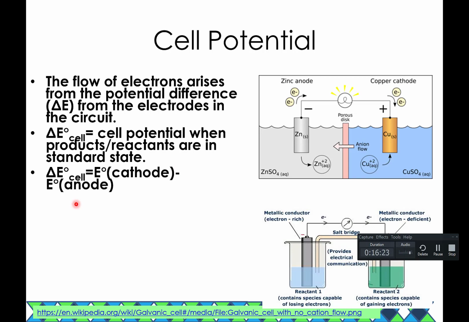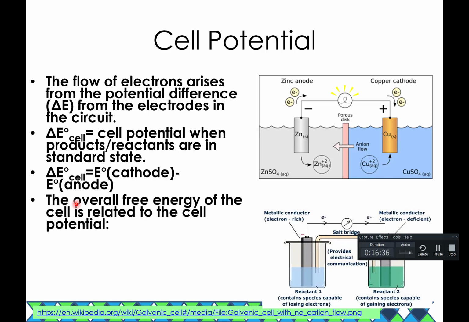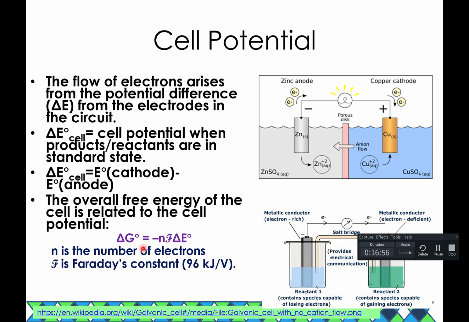The way that we calculate E naught of the cell, we take the reduction potential of the cathode and subtract off the reduction potential for the anode. And the overall free energy change, so Gibbs free energy, is related to that cell potential. So delta G naught is equal to negative n times Faraday's constant times E naught, where n is the number of moles of electrons that are being transferred. F is Faraday's constant, which is 96 kilojoules per volt. And E naught is the E naught of the cell, which is the reduction potential of the cathode minus the reduction potential of the anode.